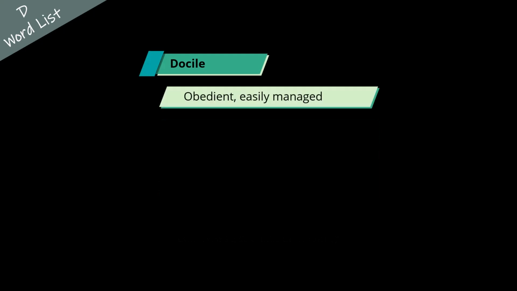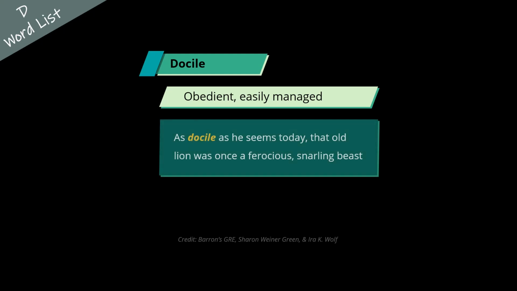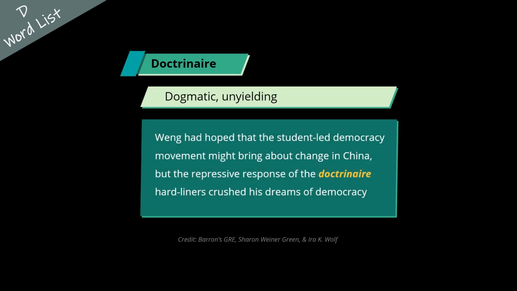Docile means obedient, easily managed. For example, as docile as he seems today, that old lion was once a ferocious, snarling beast. Doctrinaire means dogmatic, unyielding. For example, Wang had hoped that the student-led democracy movement might bring about change in China, but the repressive response of the doctrinaire hardliners crushed his dreams of democracy.